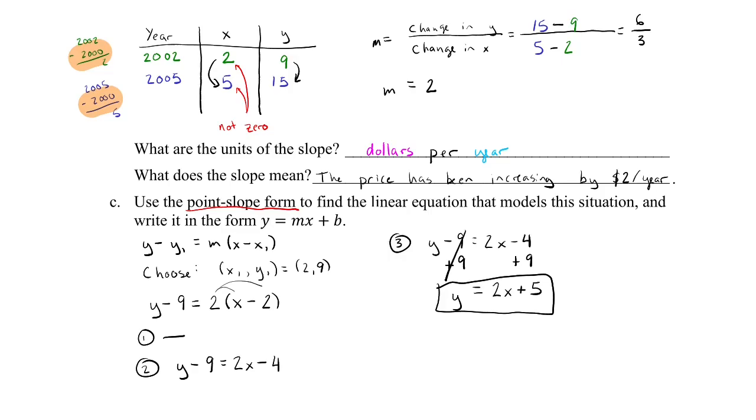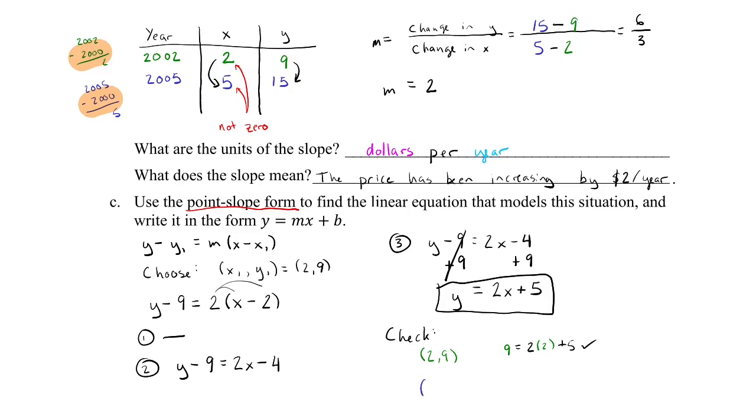That's our equation. Now, how could I check that this is the right equation? Well, to know that this is the right equation, I need to know that 2, 9 is a solution. So that 9 is equal to 2 times 2 plus 5. Well, 2 times 2 is 4, plus 5 is 9.